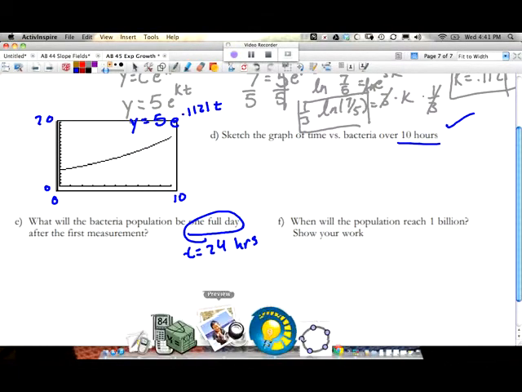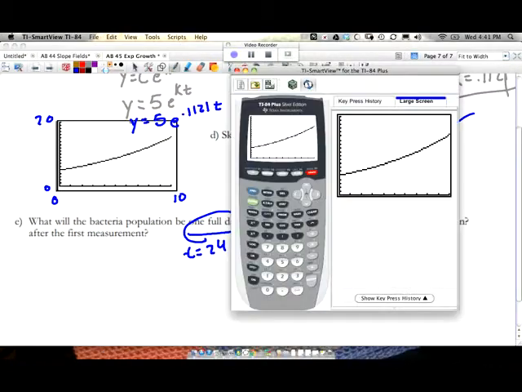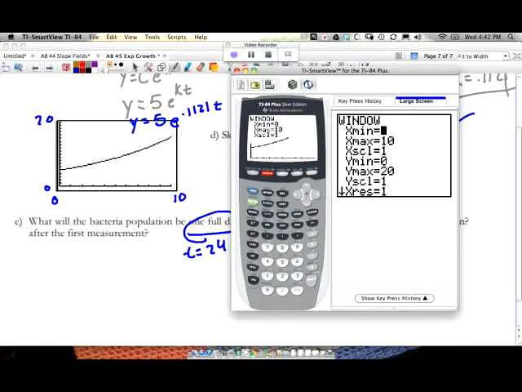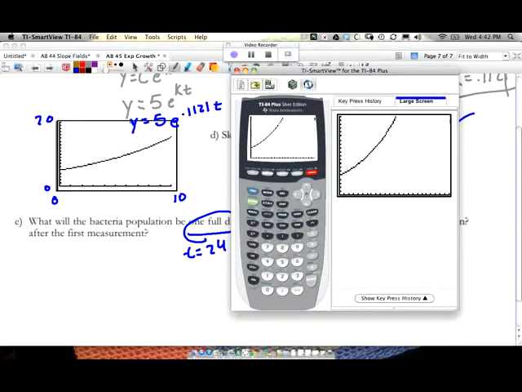We go to our calculator. We have to go from 0 to 24. That's going to be huge. 0 to 24. All right, we're already off the screen, so we got to increase this quite a bit.